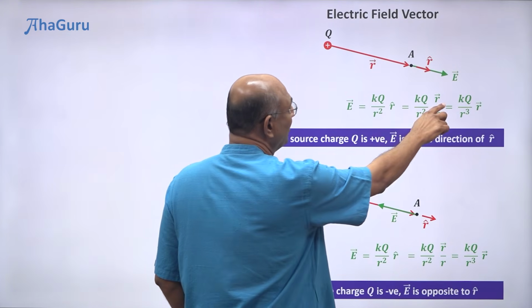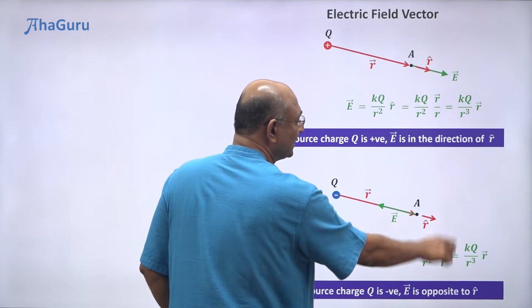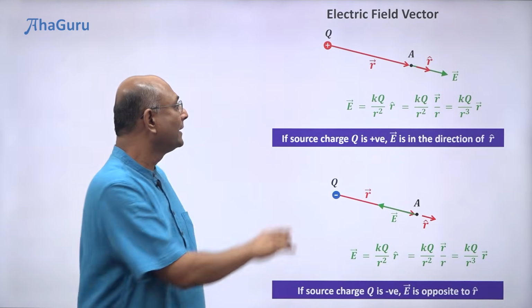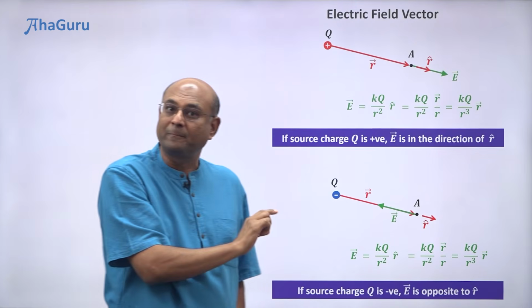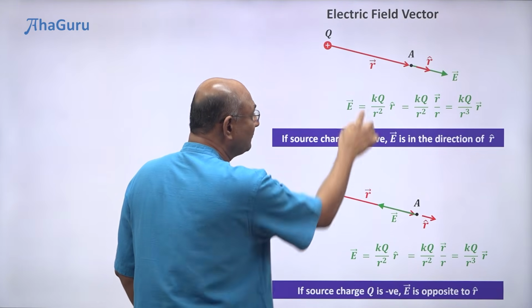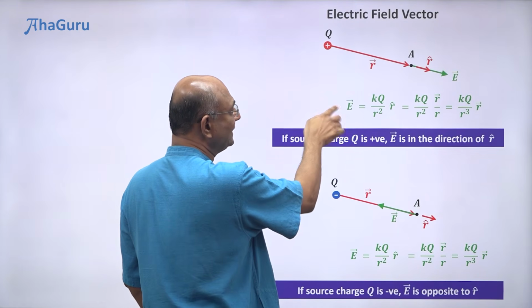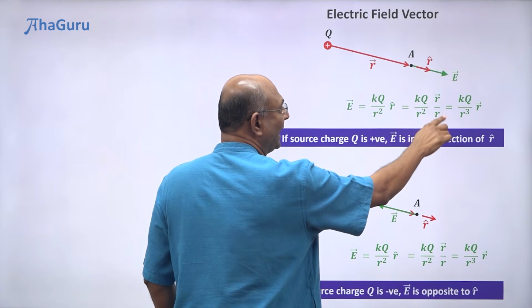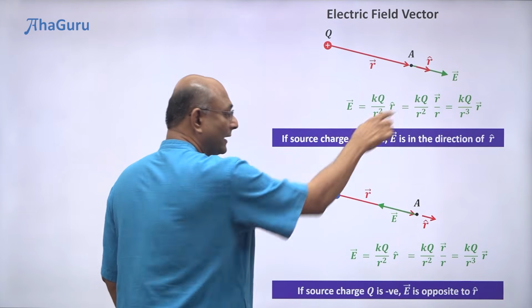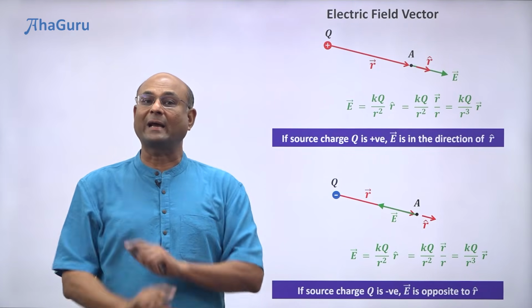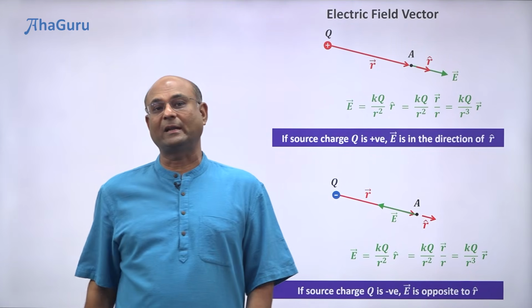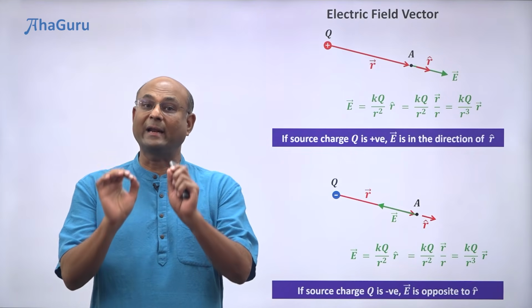So whether you're talking about a positive charge or a negative charge, the formula is the same. The electric field vector is kq by r square r cap with the correct sign for q. Same way you can write the electric field vector as kq by r cube r vector, and it is the same formula whether it's a positive charge or a negative charge. Put the correct sign of q and that will tell you the direction of the electric field.